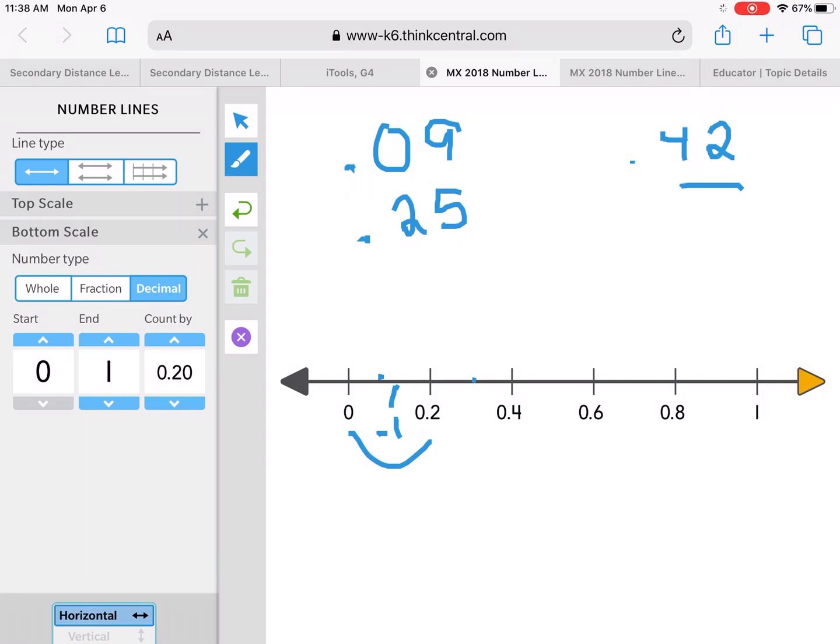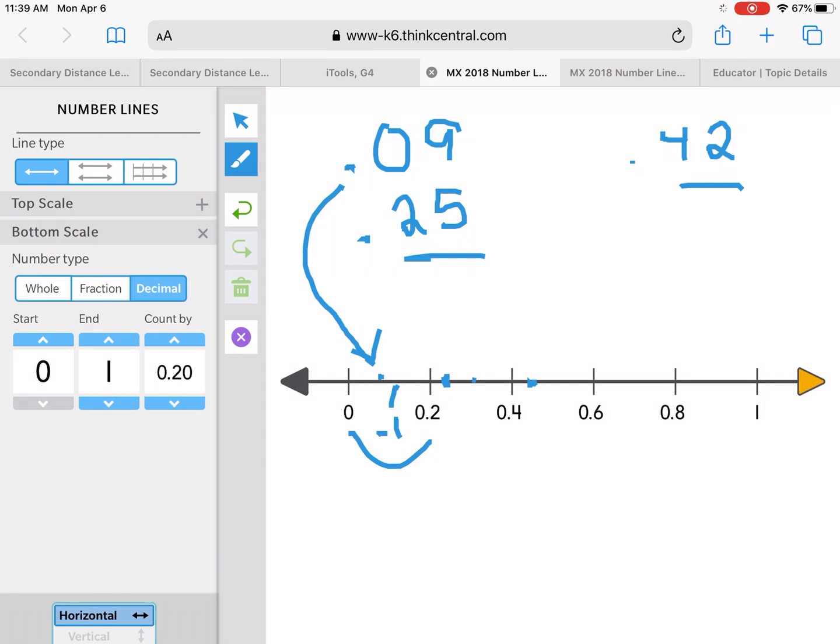So 9 hundredths could be placed right here on the number line. In this next decimal, 25 hundredths, I know that the 2 in the tenths place would place it between the 2 and the 4 tenths on this number line. So 25 hundredths is going to be somewhere in here. And then going to the next decimal, 42 hundredths, I can see that the 4 in the tenths place would place it just above or beyond where the 4 tenths would be.